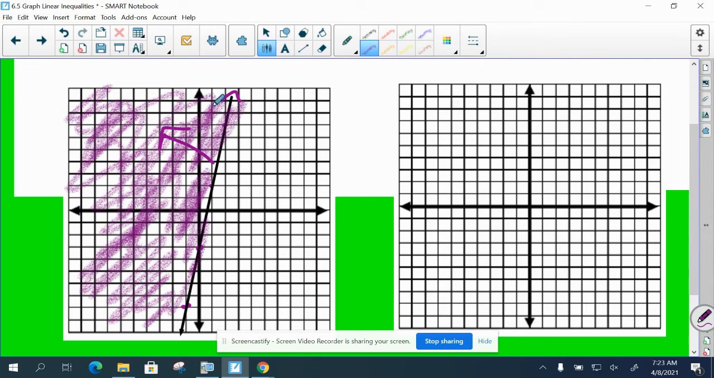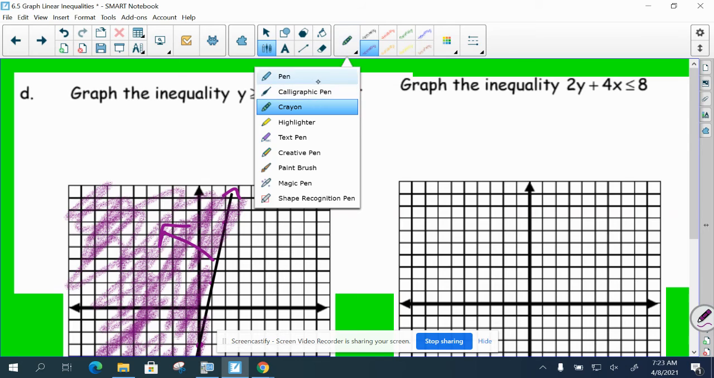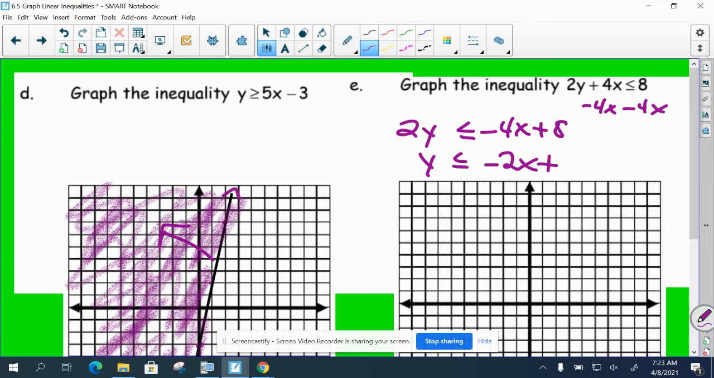Now it'd be that inequality. All right, so here, graph the inequality. For this one, we're going to need it to be y equals. So the first step is to move the x term over. I'm going to subtract 4x. So I have 2y less than or equal to negative 4x plus 8. And then I divide by 2. So negative 2x plus 4.